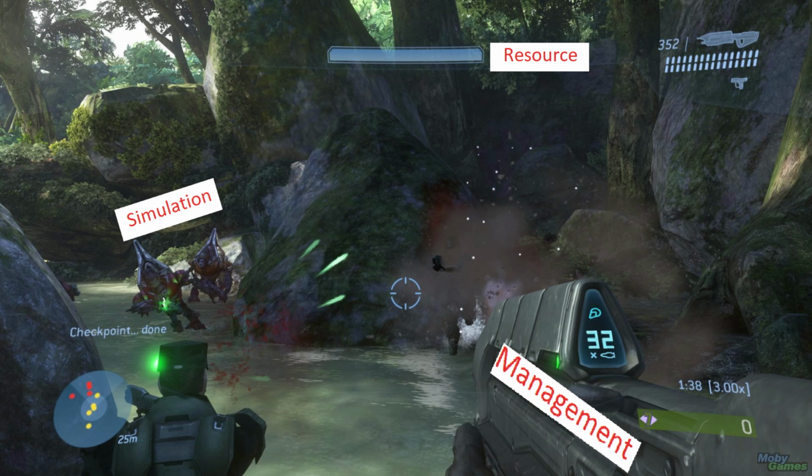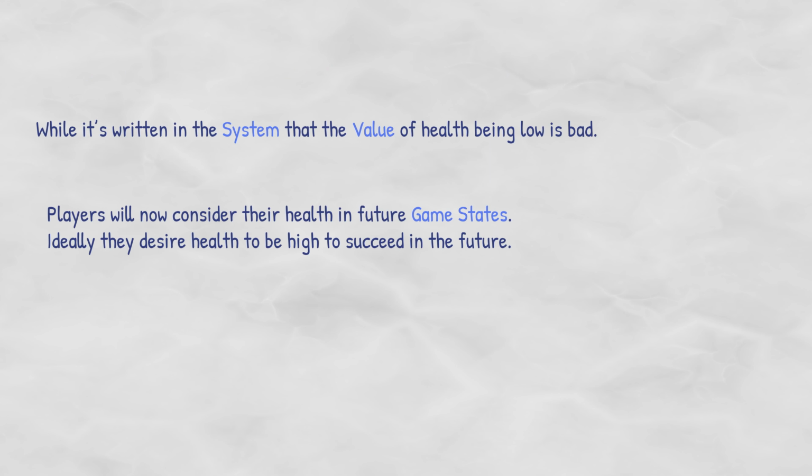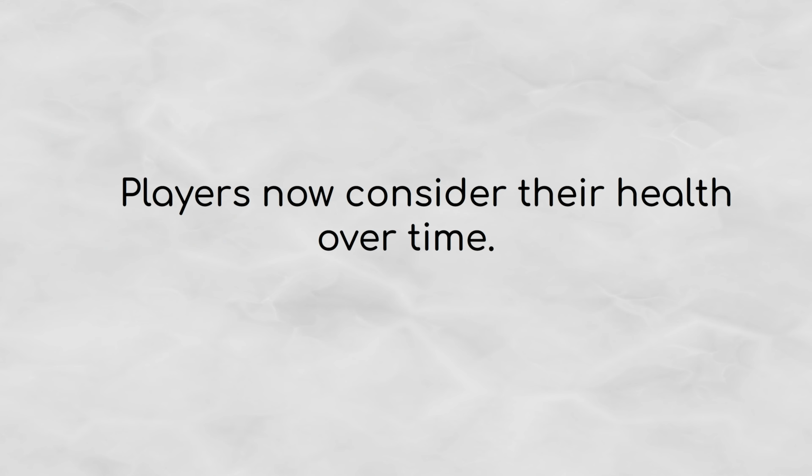Pulling up this classic image here, you can see that the health is the resource, the enemies are a simulation, and your gun is the management. Yes, enemies have health, and yes, you are changing that number, but players are doing so for a reason, and it's to manage their own health. While it's written in the system that a low value of health is bad, players will now consider their health in future game states. Ideally, they desire their health to be high in order to succeed. Players now consider their health over time.